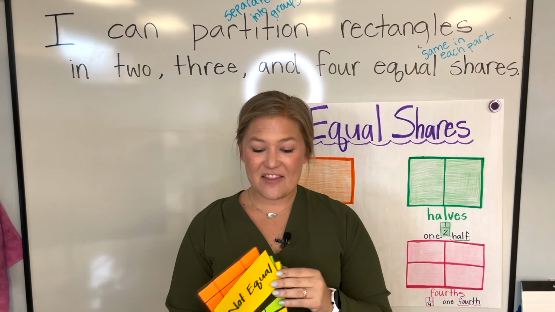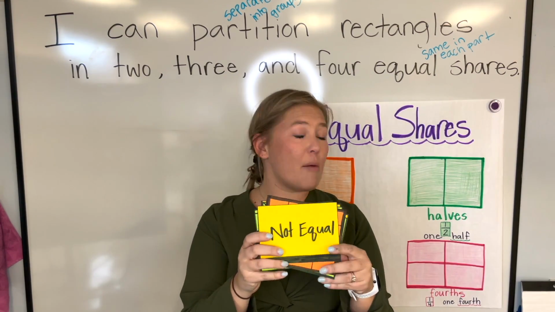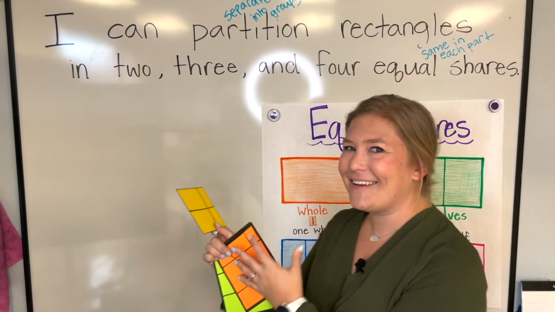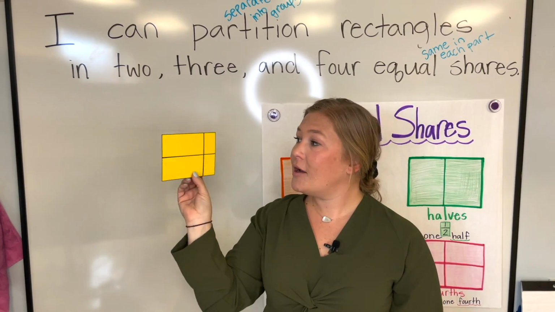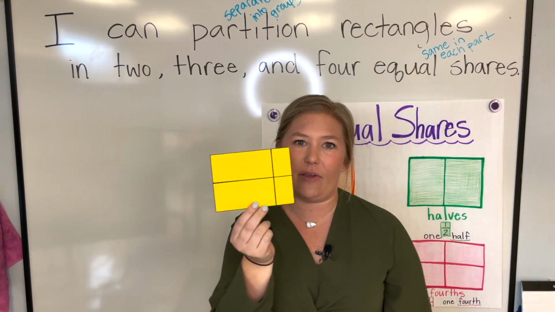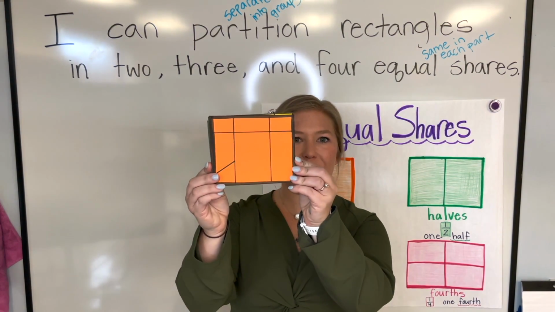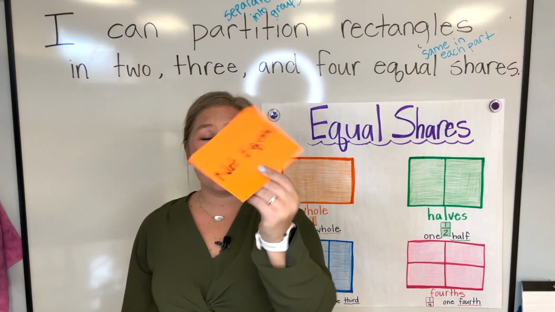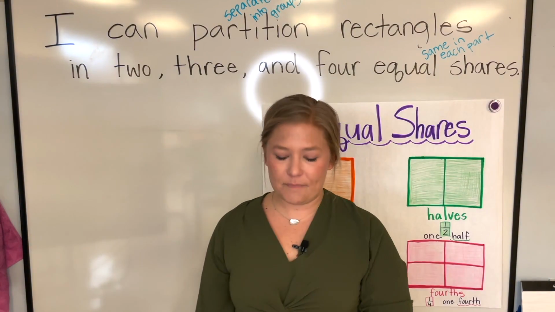All right, this is the not equal side. Our shape was not partitioned into equal shares, even though we see four parts on our shape, they are not equal. These two are way smaller than these. So that is on the not equal side. What about this one? You're right. This one, again, is not equal. It kind of looks cool. I kind of wish we could color it, but this is not equal.